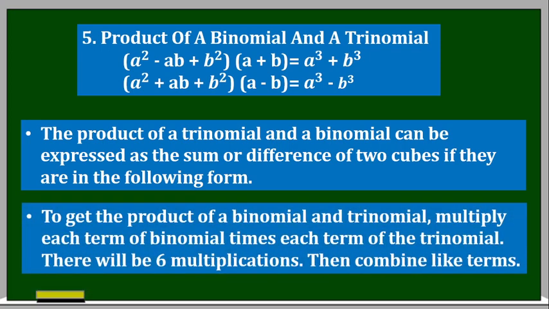To get the product of a binomial and trinomial, multiply each term of the binomial times each term of the trinomial. There will be 6 multiplications, then combine like terms. So parang gagamitin mo dito yung distributive property. Distributive property.